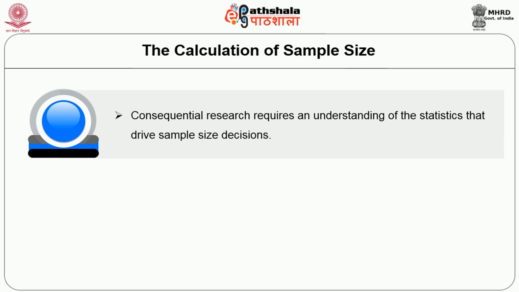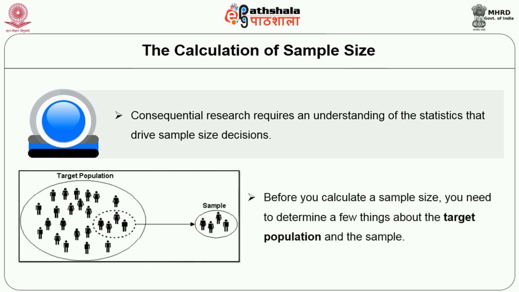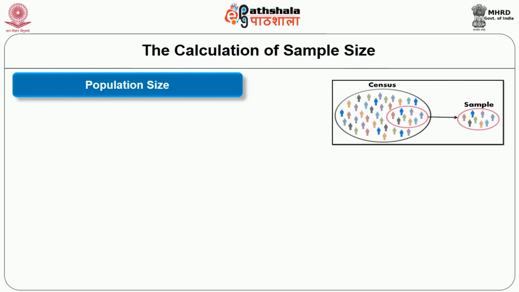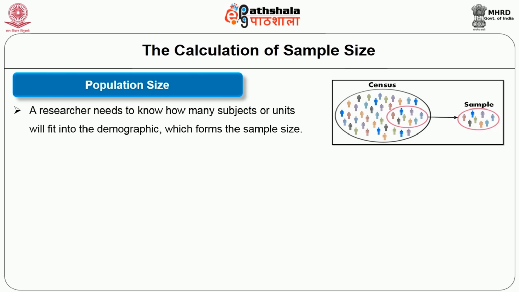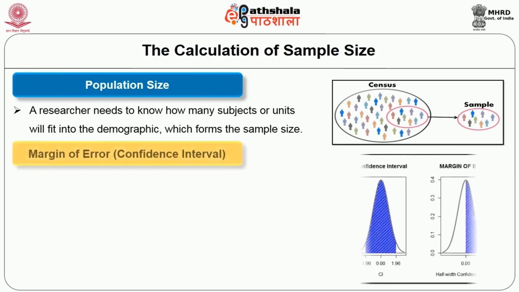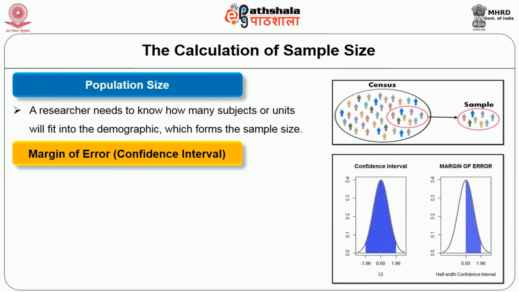Consequential research requires an understanding of the statistics that derive sample size decisions. Before you calculate a sample size, you need to determine a few things about the target population and the sample you need. The first one is the population size. First and foremost, a researcher needs to know how many subjects or units will fit into the demographic which forms the sample size. Margin of error, that is the confidence interval.